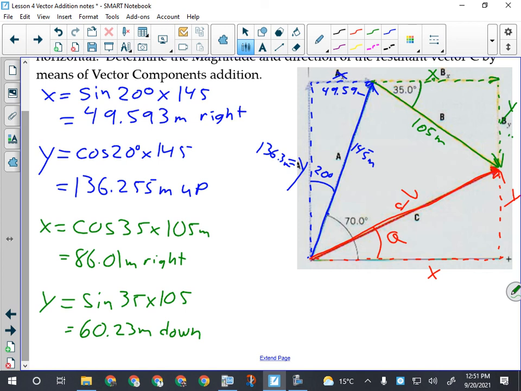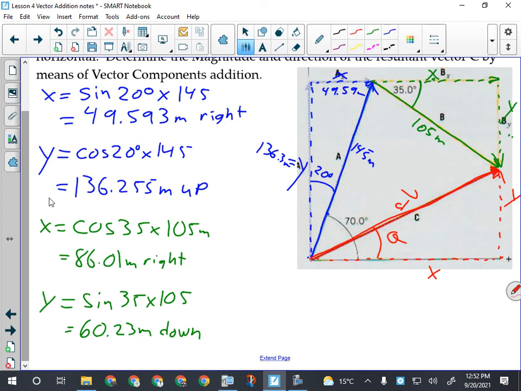Now I can use that to figure out how far over and how far up or down I go in total. That's red x, how far over in total, and red y, how far up in total we go over the whole trip. Okay? So my next step, now that I've found all of my components, is to add the like components. That is, add the x's together to get my overall x, and add the y's together to get my overall y. Okay, that's the next step.